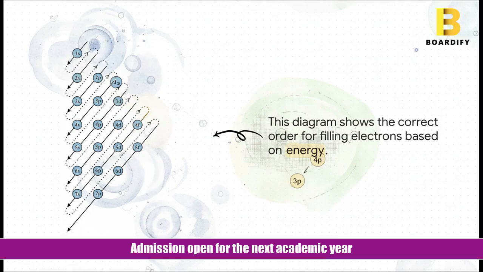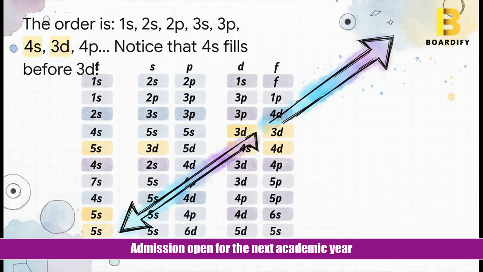This diagram tells us that the 4s subshell is actually at a lower energy level than the 3d subshell. If you just follow those arrows, you will always get the order right. The sequence goes 1s, then 2s, then 2p, and 3s, then 3p, and then here's that crucial part. It jumps to 4s before it loops back to fill up the 3d subshell.